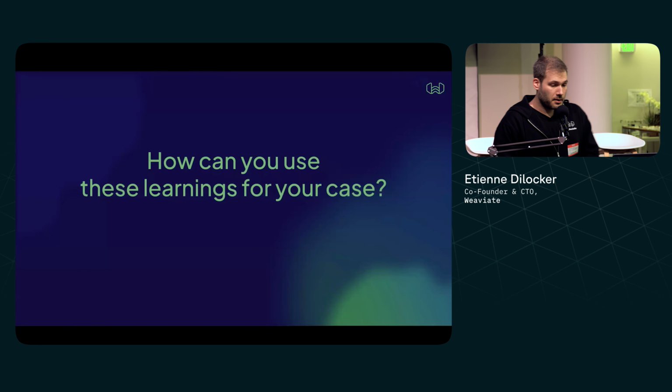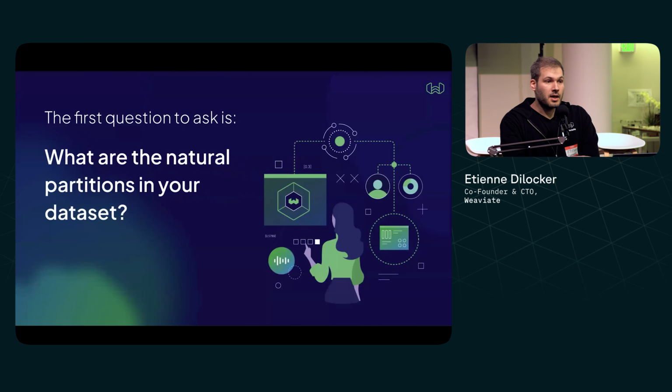So how can you apply these learnings to your own use case? I would say the first question to ask is, are you the e-commerce case, or are you the Superhuman case, where you have these natural partitions in your data set? And if you do, then everything else falls into place once you make that decision. So are you doing RAG, or are you doing semantic search? That often can already answer that question.